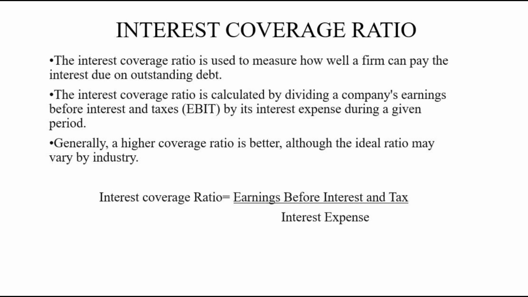Okay, now moving to the next solvency ratio, that is interest coverage ratio. So, to define in simple words, the interest coverage ratio is a debt and profitability ratio used to determine how easily a company can pay its interest on its outstanding debt. And the interest coverage ratio is calculated by dividing the company's earnings before interest and taxes by its interest expense during a given period. So, generally, a higher coverage ratio is better, although the ideal ratio may change from industry to industry. The lower the ratio, the more the company is burdened by debt expenses and the less capital it has to use in other ways.